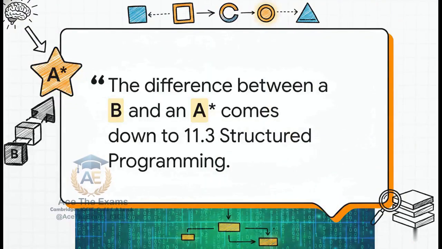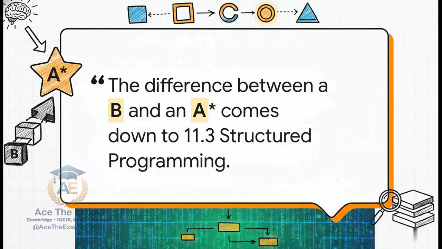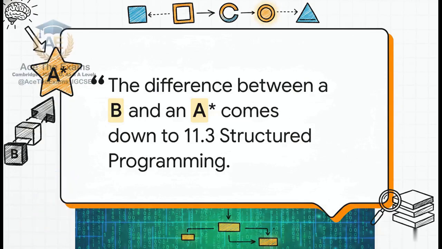Listen to this quote for a second. According to a senior examiner, the difference between a B and an A star in computer science often comes down to how well you understand 11.3 structured programming, defining and using procedures. Wow. I mean, that sets the stakes perfectly, doesn't it? Mastering this specific section is literally your direct path to achieving that A star grade.